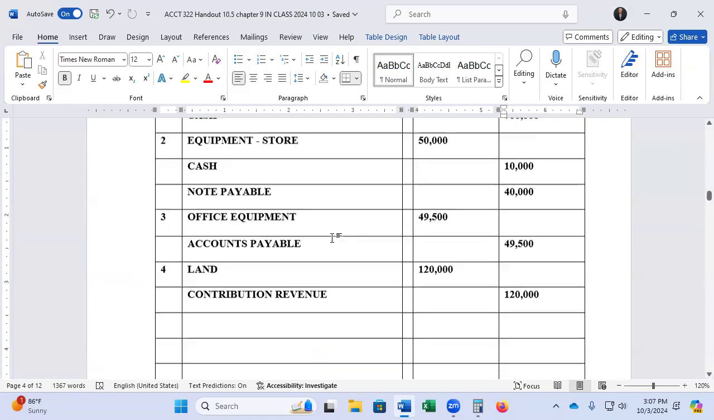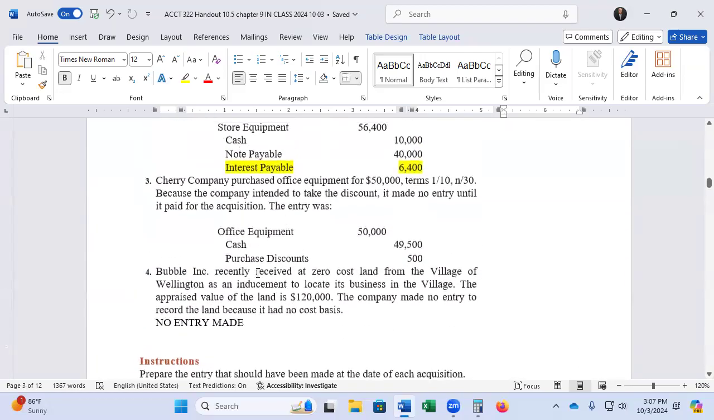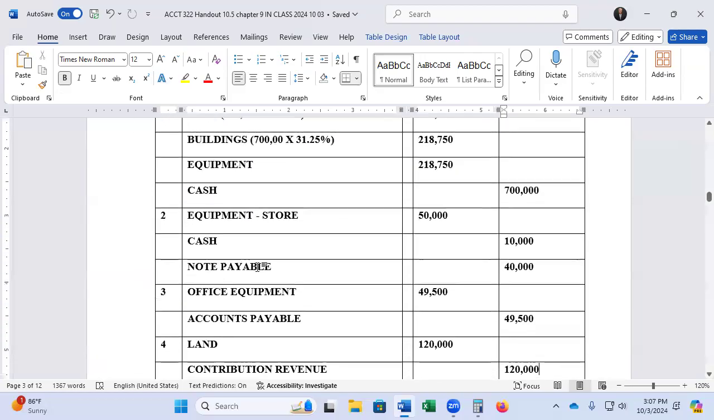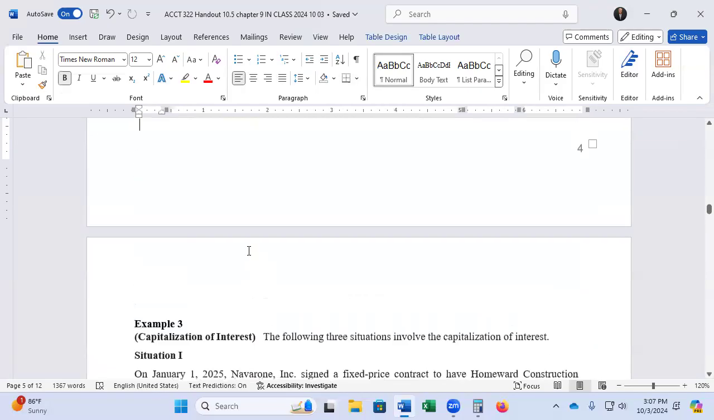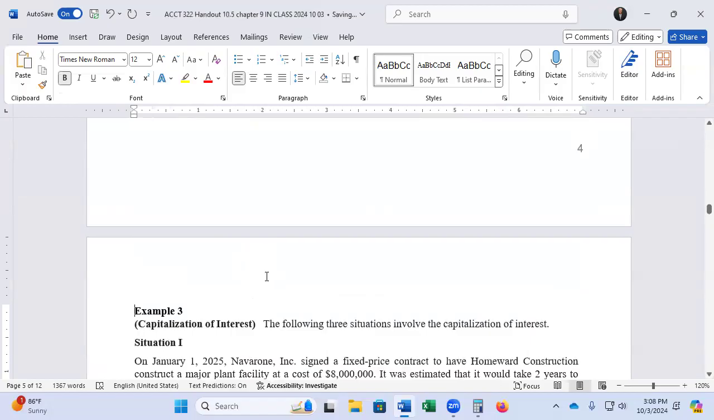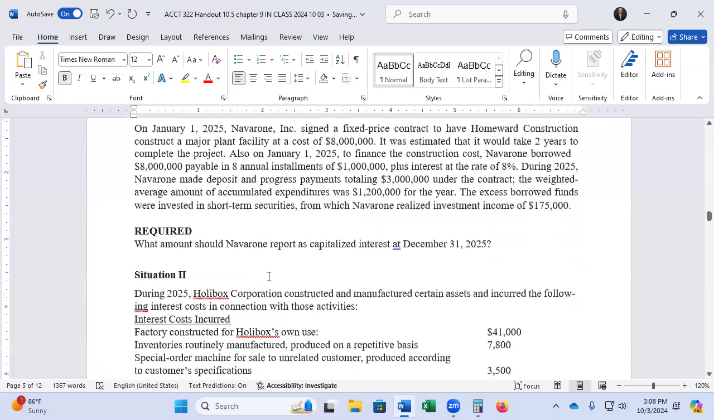Sorry about my confusion there. Any questions on example four? Okay, let's take a look at example three.